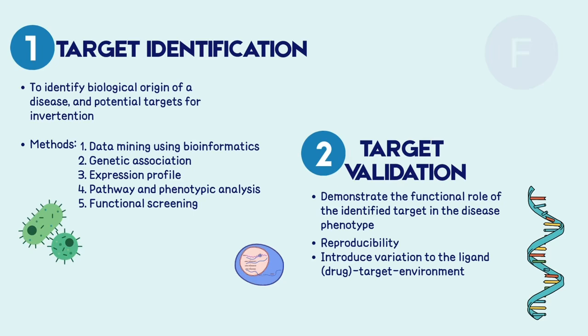The first stage is target identification. Here, we identify the biological origins of a disease and potential targets for intervention using methods like data mining, bioinformatics, and functional screening. This contributes to the overall process by giving us a specific biological target to aim our drug at. Next is target validation, where we demonstrate the functional role of the identified target in the disease by reproducing experiments. This test ensures that hitting this target will actually help manage the disease, preventing worse effects later on.